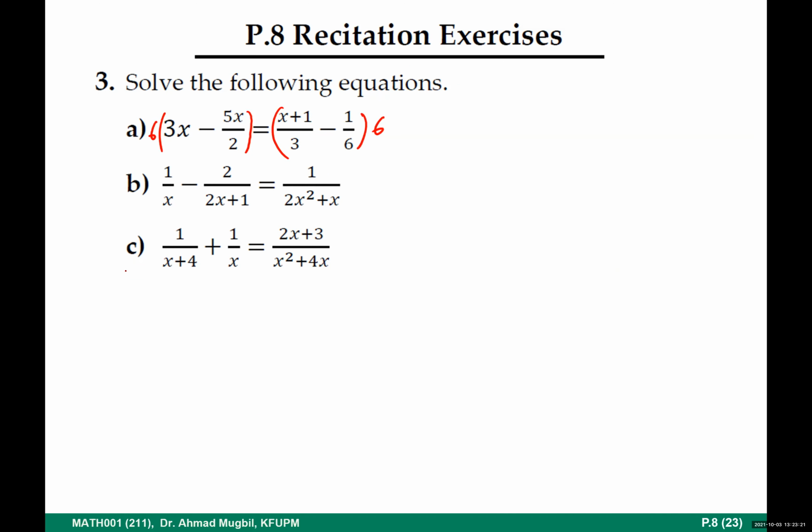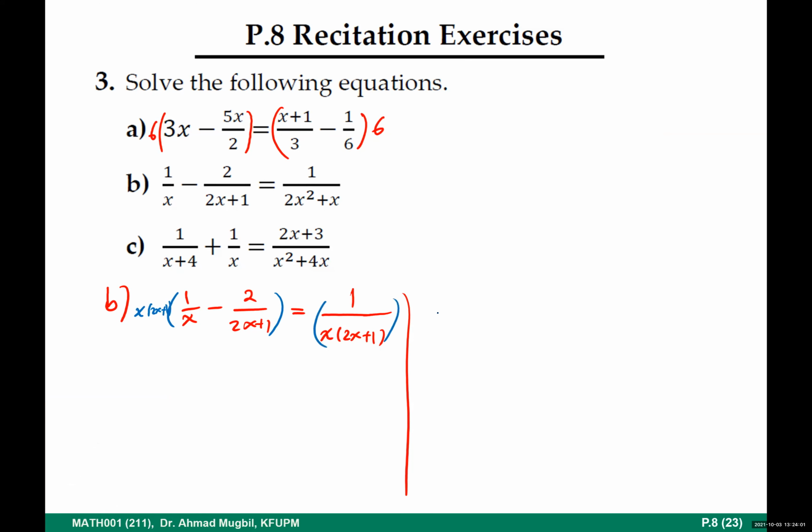Now, what about the second one? Let's solve B here. What will we do? We will factor first. You need first to factor each denominator. So this will be equal to 1 over 2, or x as a common factor, x multiplied by 2x plus 1. Is that right? Now multiply both sides by what? By the LCD, x multiplied by 2x plus 1.